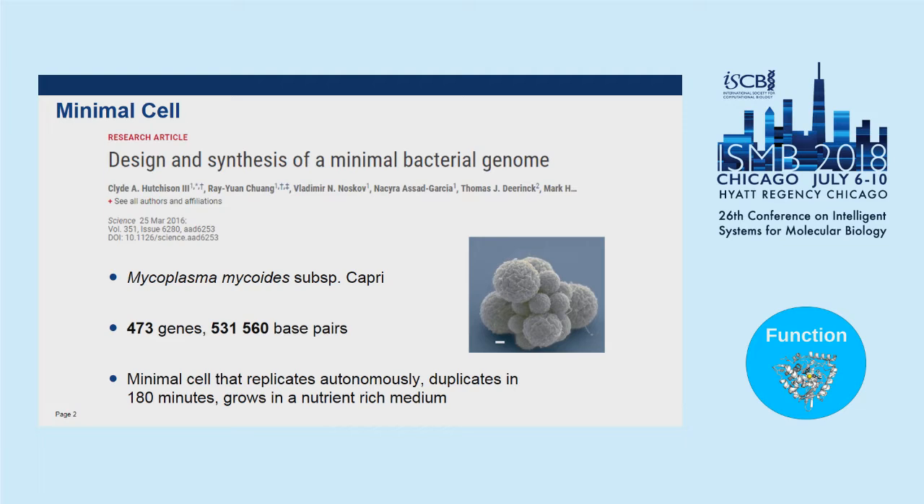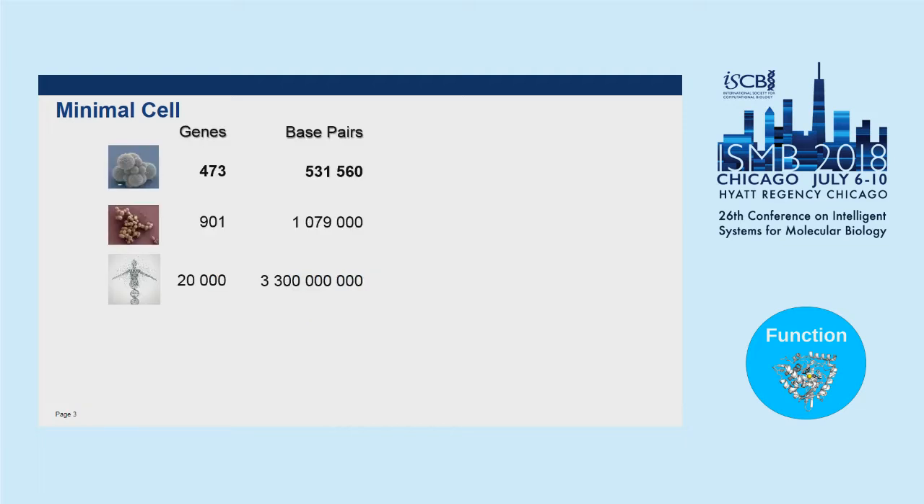Just to compare how small this is, the original Mycoplasma had a genome of over 1 million base pairs and 900 genes. The human genome has a size of over 3 billion base pairs and around 20,000 genes, or so we learned from yesterday's keynote talk. It depends who you ask.